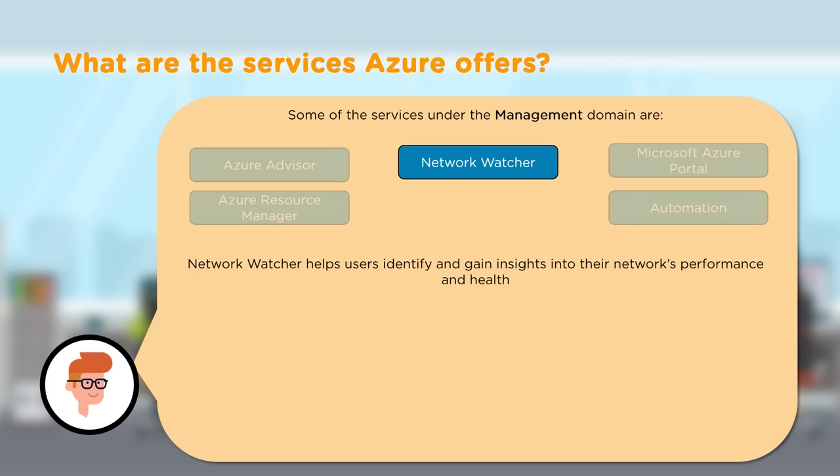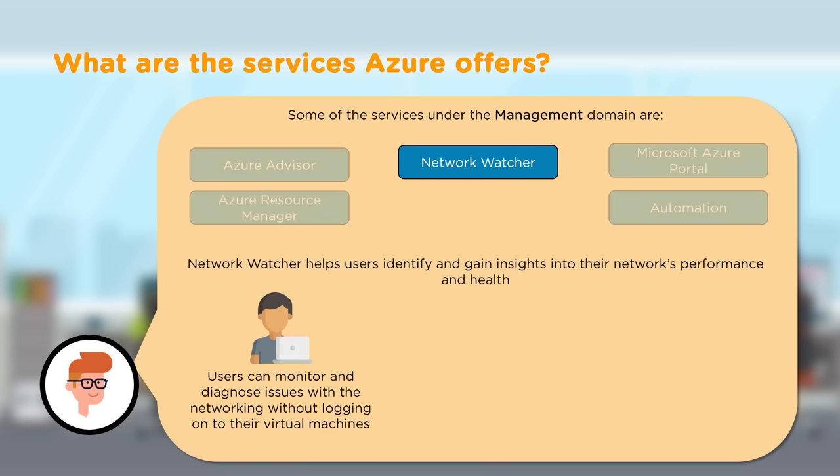Next in the list would be Network Watcher. Now, this Network Watcher helps users identify and gain insights into the overall network performance and the health of the overall environment. Now, Network Watcher provides enough tools to monitor, to diagnose, to view the metrics, and to enable or disable logs, which means generate and collect the logs for resources in the Azure virtual network. So with Network Watcher, you can monitor and diagnose issues in networking without even logging into the virtual machines.